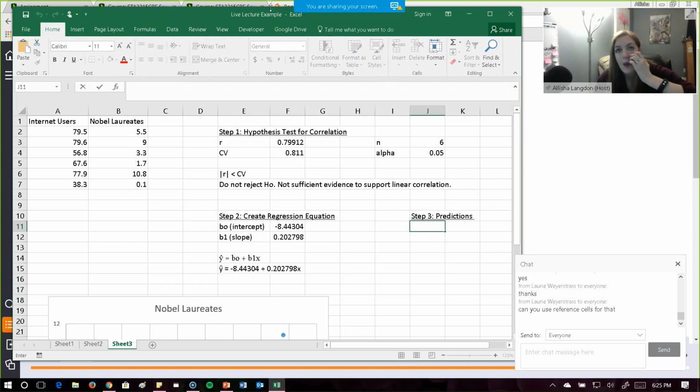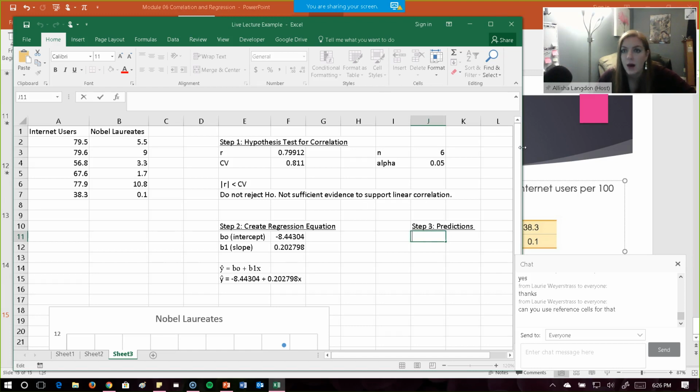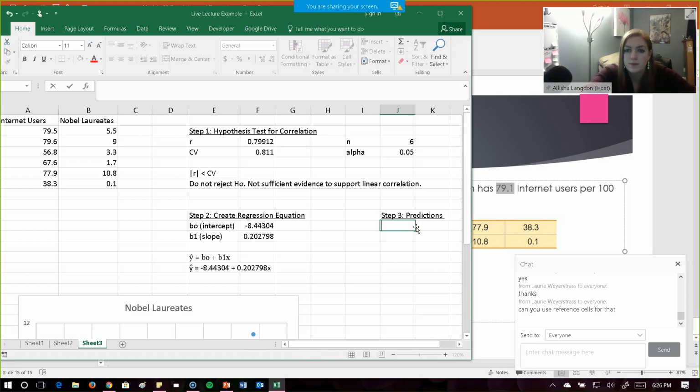So here, what does our problem want us to do? It wants us to predict the Nobel laureate rate, which is our Y value, our second row here, for Japan, which has a 79.1 internet users per 100. So that's its X value. If its X value is 79.1, what is its Y value? So let's go ahead and go back here. And it wants us to predict when X equals 79.1.